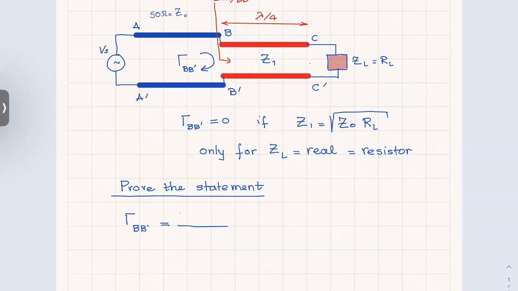If I know Z input at BB prime, then the reflection coefficient is going to be Z input at BB prime minus Z naught, because that's what I am on the blue line. It has a characteristic impedance of Z naught. And therefore, I will use Z naught for that, divided by Z input, BB prime, plus Z naught.